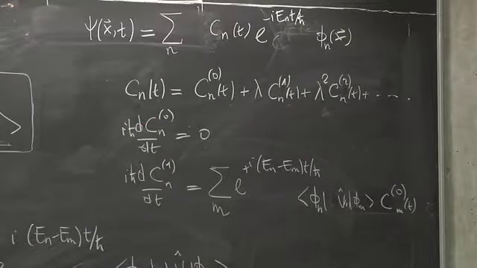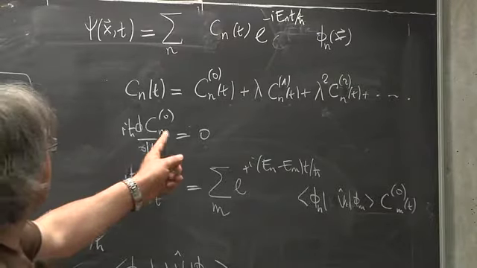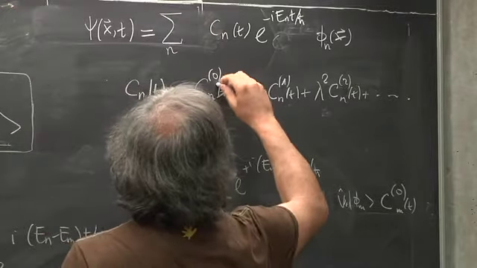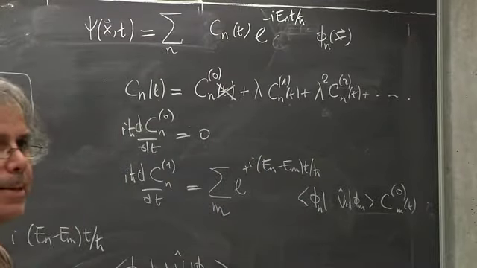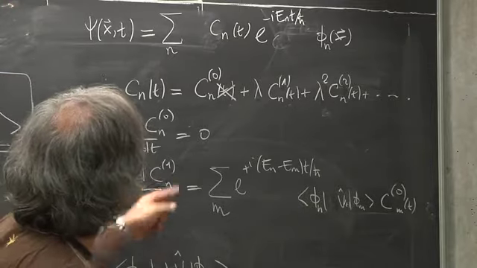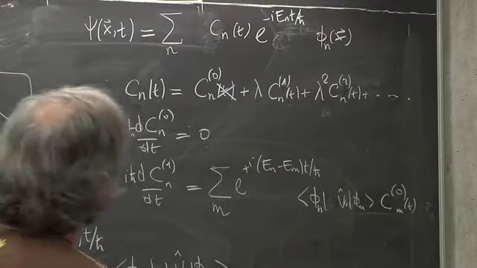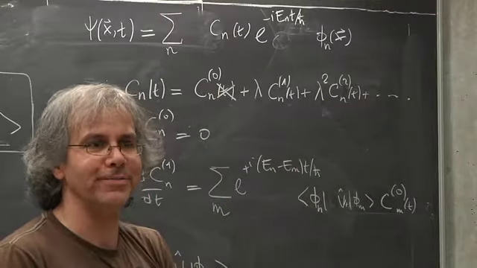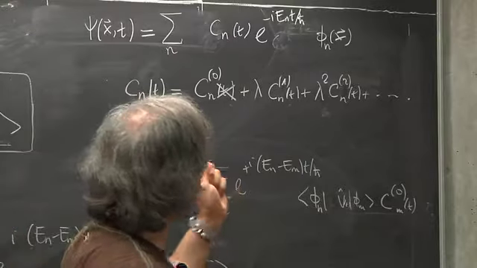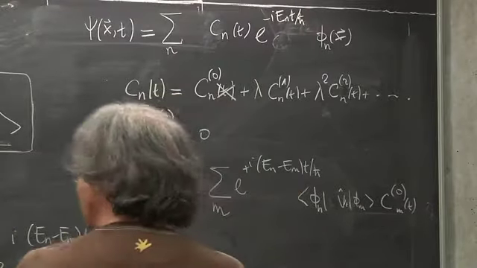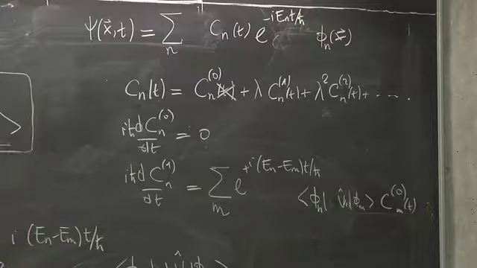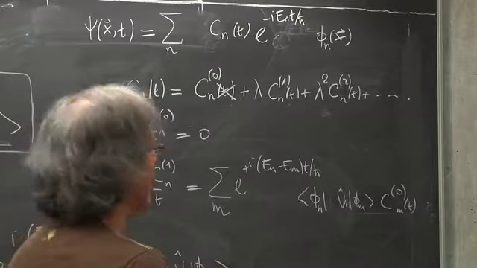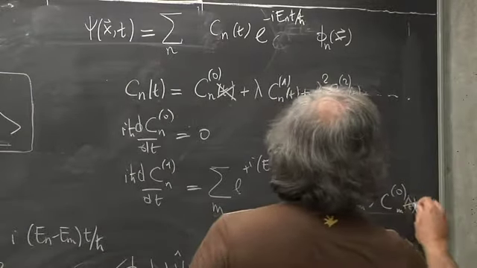So you see, the first one is simple. Indeed, it tells me just that Cn of 0 do not depend on time. The second tells me that the C1 derivatives are related to the C0, the one I just determined. So I determine the C0, I put it on the right-hand side, and I can get the C1 by solving this. And by the way, this doesn't depend on t.